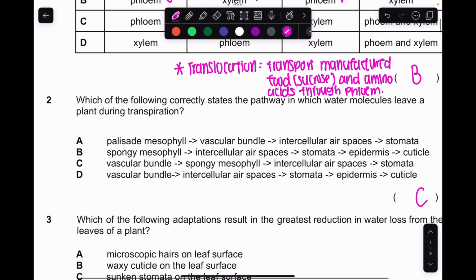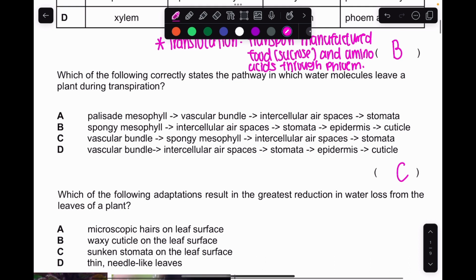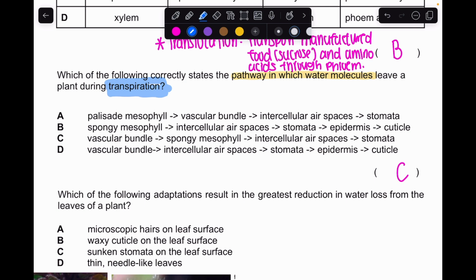Now question 2: which of the following correctly states the pathway in which water molecules leave a plant during transpiration? Here is another big word that you got to know the definition for. A little bit of a recap: transpiration is the loss of water vapor. Remember to write it in the form of water vapor instead of just water.